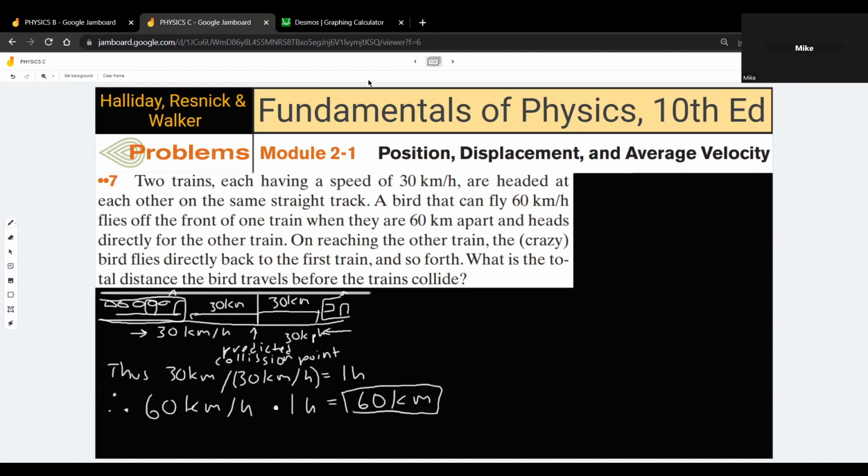Yung isang train, 20 kilometers per hour. Yung second train, 40. Yung parang ano nga po yung ano yan? The builder and his apprentice, parang ganun na problem. So, 20 yung isa, 40 yung isa. Tapos, instead of 30-30, paano yung solution yan?